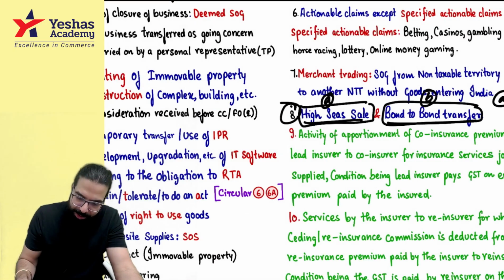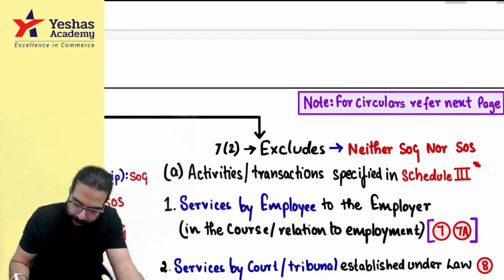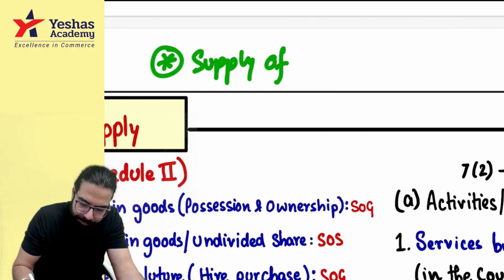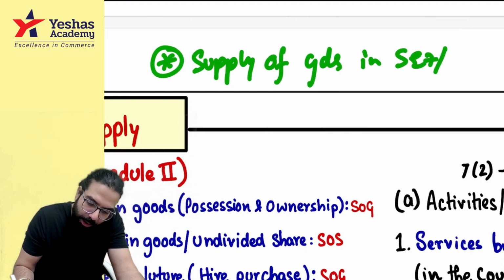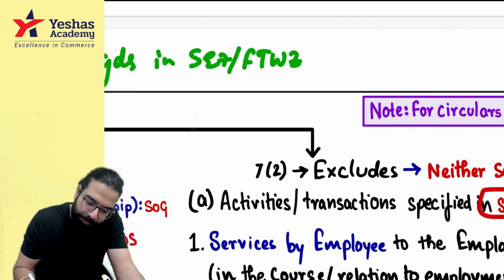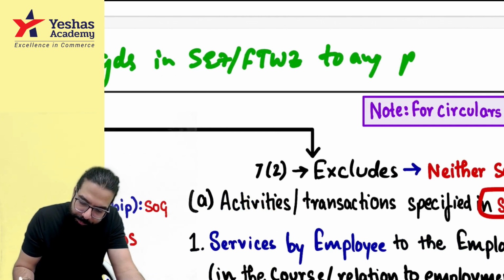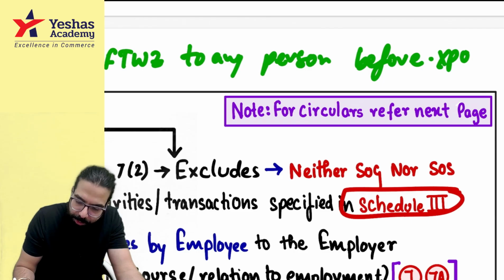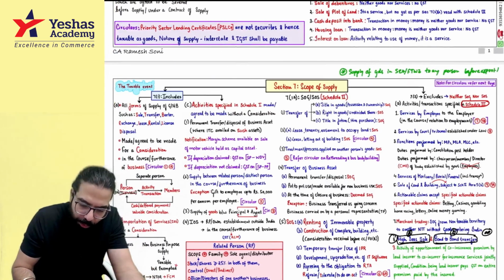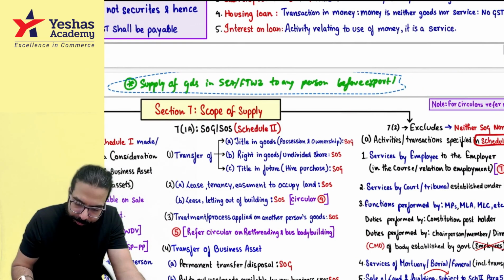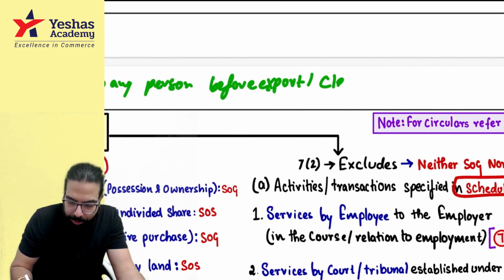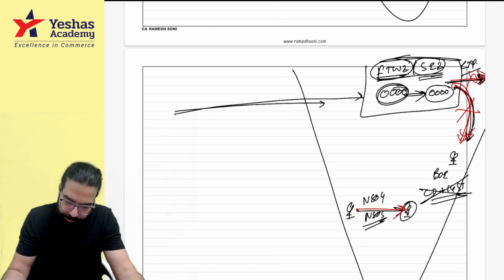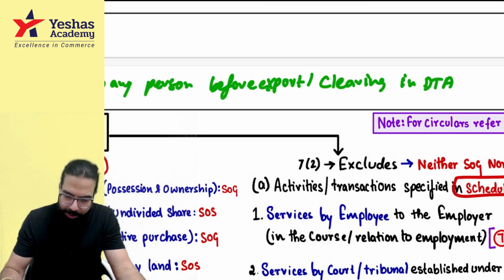So you can write down one additional point over here. In Schedule 3, one additional point got added, which you can write: supply of goods in SEZ or free trade warehousing zone to any person before export or clearing in DTA. That's all the amendment. I've written the point over here.